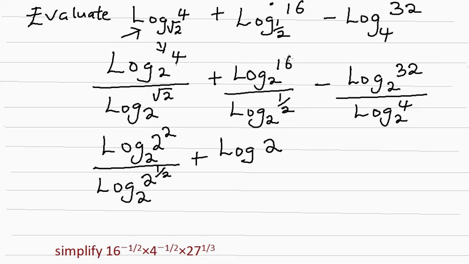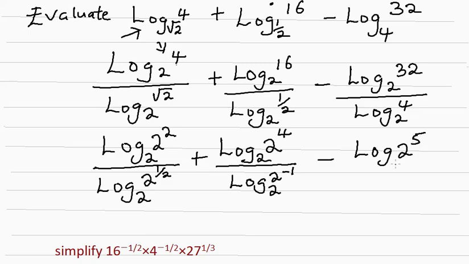The same method applies here. This 16 is 2 raised to the power 4, in base 2, divided by 1 over 2, which is a reciprocal. It's the same as 2 raised to the power minus 1, still in base 2. 32 right here is 2 raised to the power of 5, still in base 2, divided by log of 2 raised to the power of 2 in base 2.